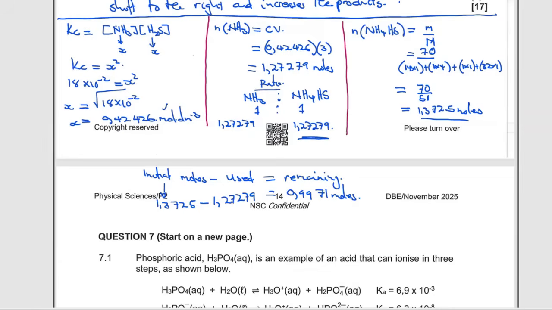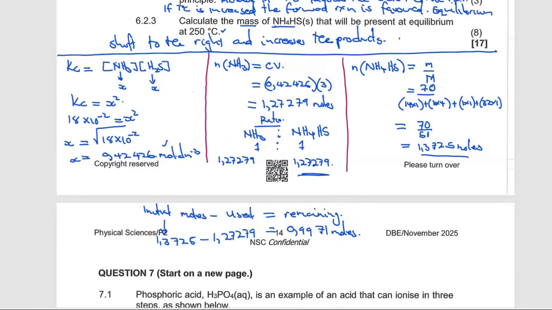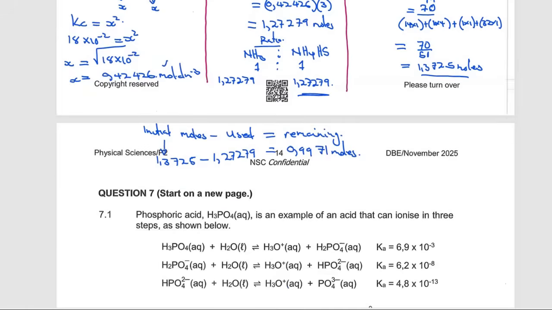Then after that, what did they ask us to do? Calculate the mass. So we're looking for the mass of what is remaining. The number of moles of NH4HS is equivalent to m over M. Now I'm going to use the number of moles that are remaining: 0,9971 is equivalent to the mass that we're looking for, all over the molar mass, which is 51.